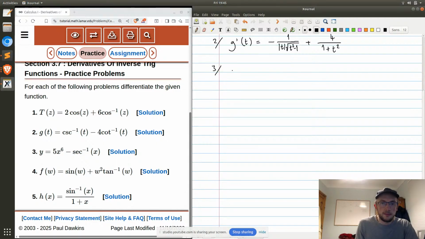Third problem. So we'll compute dy by dx. That'd be 30 x to the 5. And arc sec x, that would be, because it's being subtracted, like that.